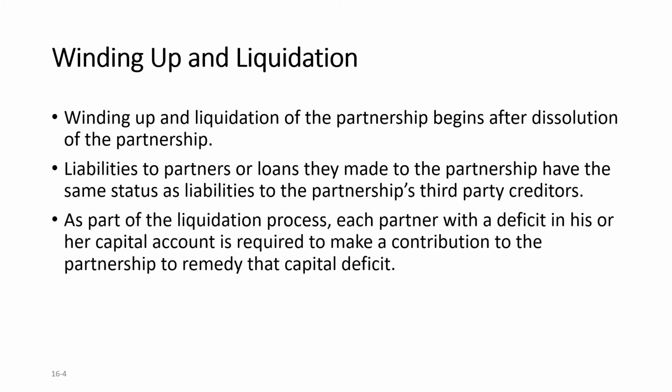Next, as part of the liquidation, each partner with a deficit in his or her capital account is required to make a contribution to the partnership to remedy the capital deficit. Remember, we have two types of partners: the solvent and the insolvent. The solvent would still have the assets to contribute additional money to the partnership, whereas the insolvent partners are those who can no longer contribute additional capital. In this event, under the law, even the limited partners are still required to make additional contributions to shoulder the deficit of the capital, so that the partnership will be able to pay its outside or external creditors.